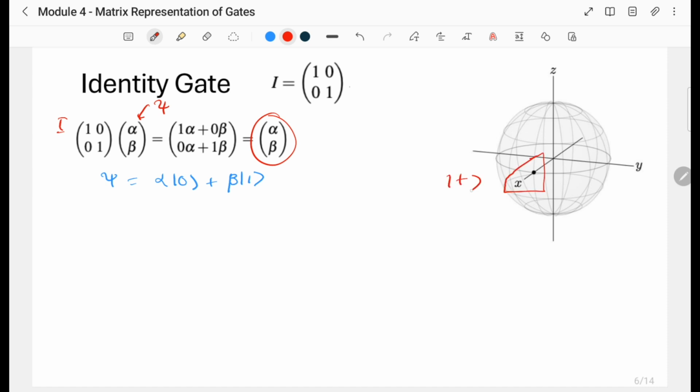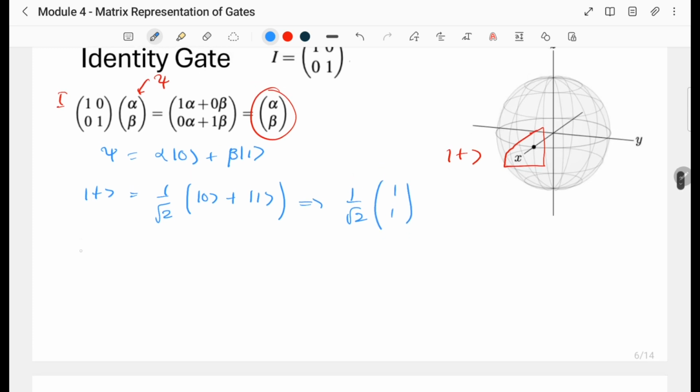Let's try to apply this on an example, which is this thing. This is also a plus gate. So let's first write what the plus gate is. We know that our plus gate is represented like this in the Z basis. Okay, and we'll try to apply the identity gate. So this as a matrix can be represented like this, right? I hope you're familiar with this.